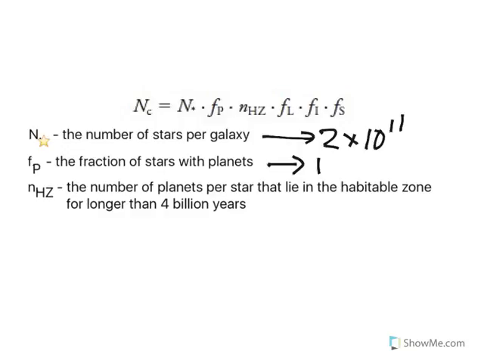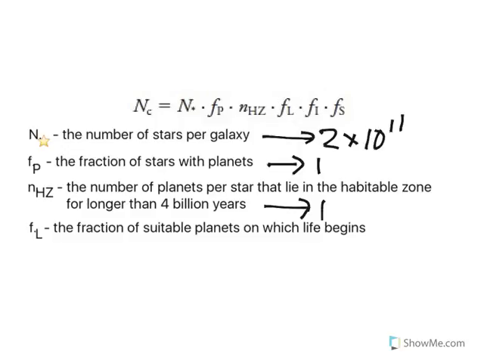The optimistic person would say 100%. That if a star is older than 4 billion years, then any planets that are around it will have water on them, if they are in this zone where water can be in the liquid state, called the habitable zone. So we're going to allow this fraction to also be 1, being the optimistic person that we are.